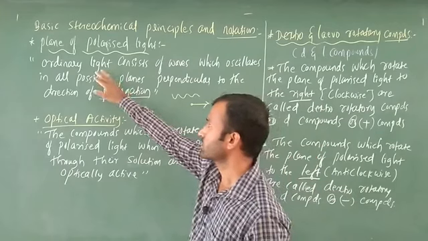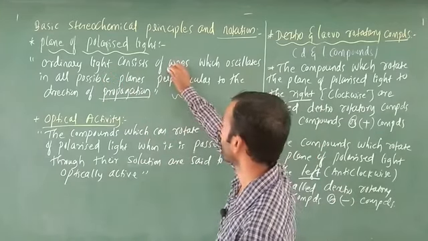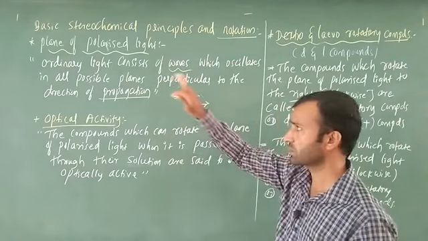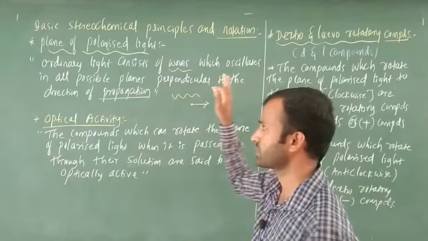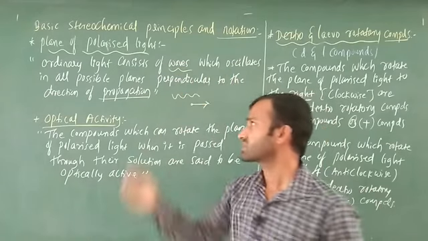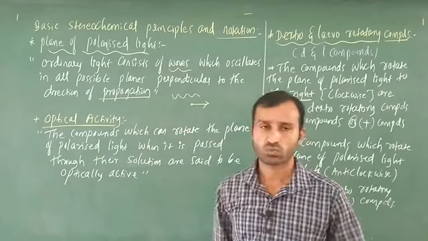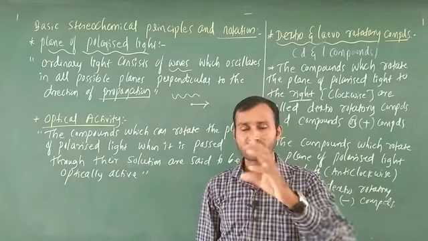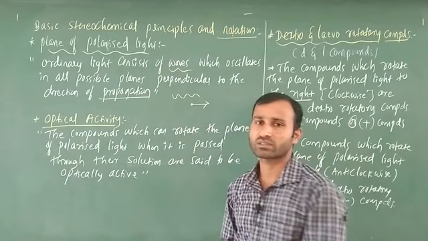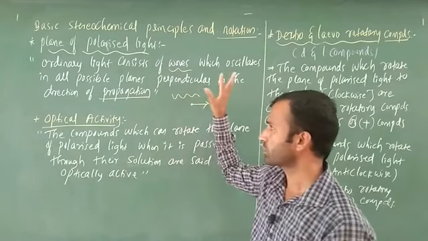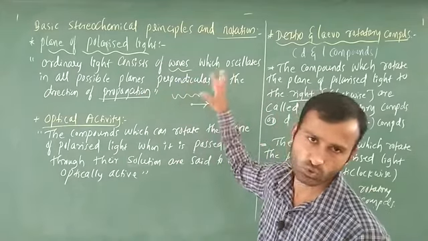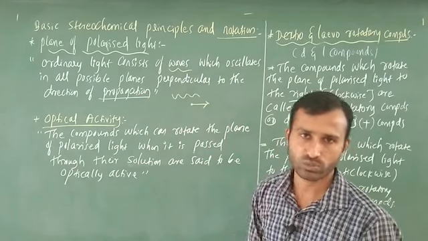In this case, what happens? Ordinary light consists of waves which oscillate in all possible directions, in planes perpendicular to the direction of propagation. It is a very simple definition. In this case we consider light to act as waves, and oscillation takes place in all possible planes perpendicular to the direction of propagation. That is the most important point.